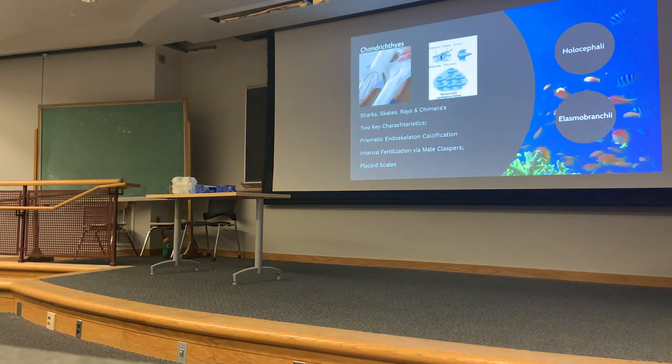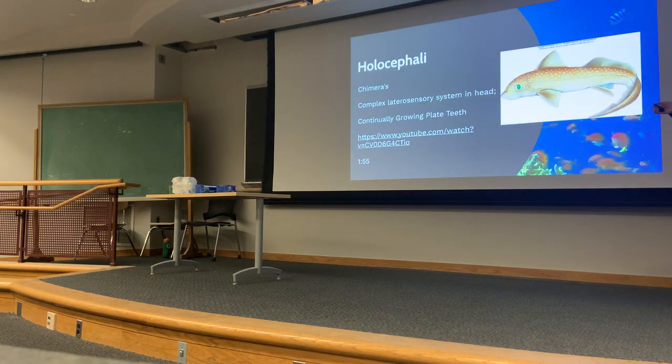And in chondrichthyans, there's two main groups. Our holocephali, which are the chimeras that we saw on Monday, and then the elasmobranchs, which are the sharks, skates, and rays, the rest of them. So we're going to start off with the freakiest one, holocephali, or chimeras.